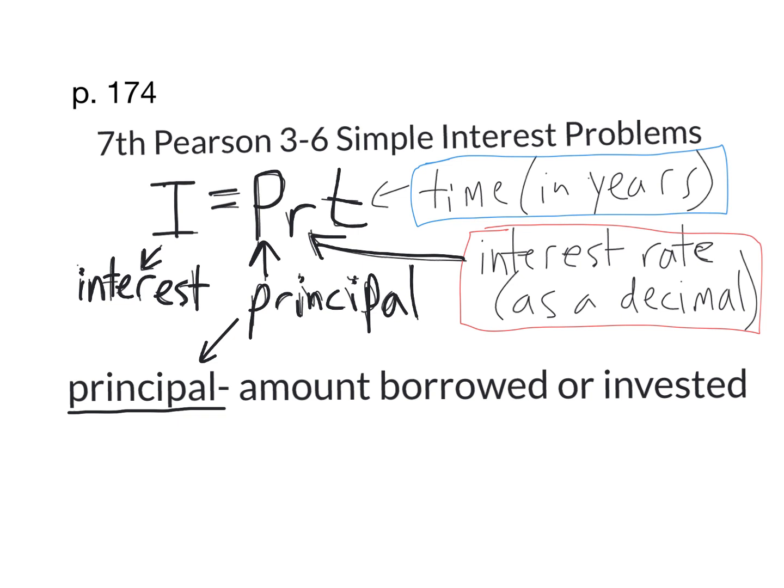R is the interest rate as a decimal. So let's say 5% interest would be 0.05 as a decimal. And then T is the time in years. We've got to make sure we have the time in years when we work this out. Okay, so this is going to be the formula that we're going to be working with. As you can see, there are 4 variables in this formula. What's going to happen is they are going to tell us the values of 3 out of the 4 variables, and then we're going to solve for the other variable.